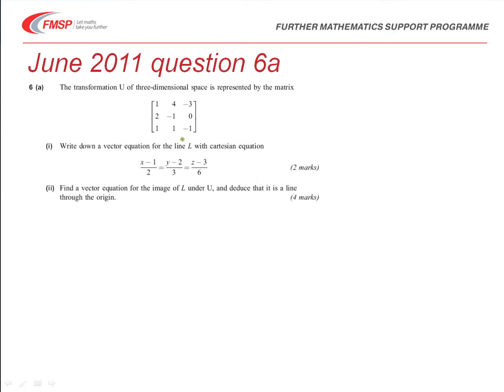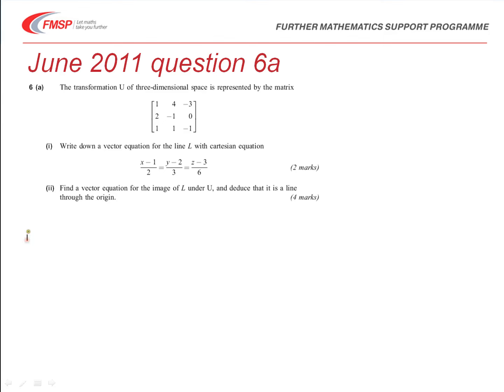Well, going into the first part of this question, you can see we have the Cartesian equation of a line in the form x minus 1 over 2 equals y minus 2 over 3 equals z minus 3 over 6, and we have to find the vector equation.